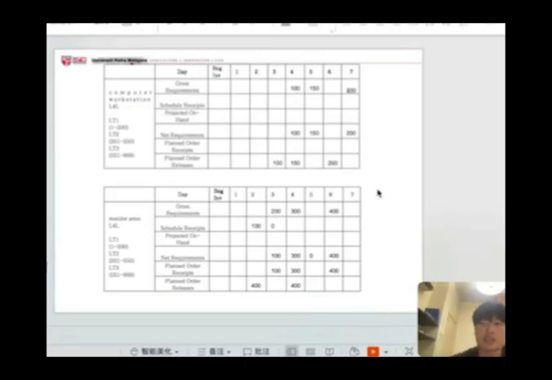Since one workstation requires 2 monitor arms, the gross requirements for monitor arms on day 3 is 100 multiply 2, because, as I mentioned before, one computer workstation needs 2 monitor arms, right? So the gross requirements equal 100 multiply 2 equal to 200 units. Correspondingly, day 4 requires 300, and day 6 requires 400.